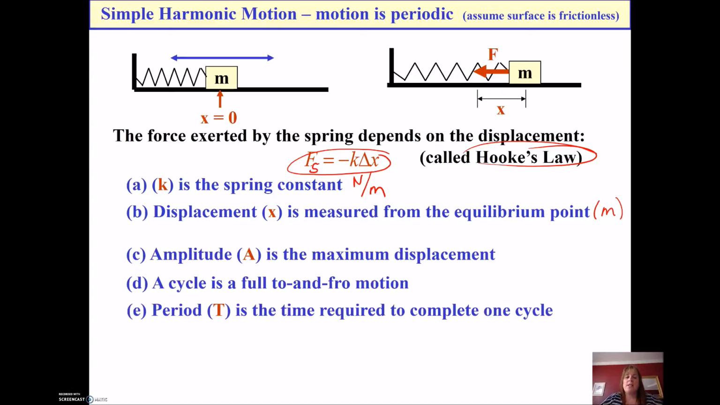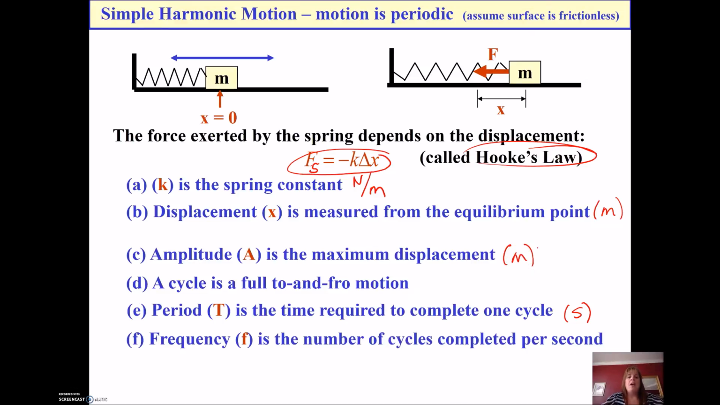And the time for one cycle is called a period, capital T. We've talked about periods before when we talked about circular motion and the time to go around a circle once. Well, same thing for springs. The time for a complete cycle is a period. And of course, the unit of period is the second, and amplitude, of course, would also be a meter.